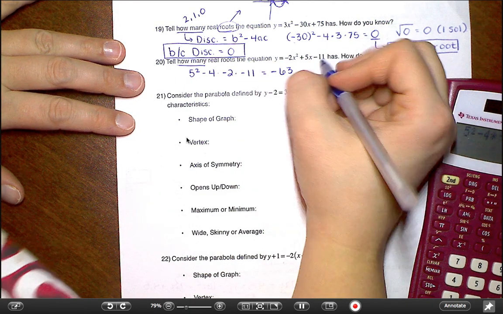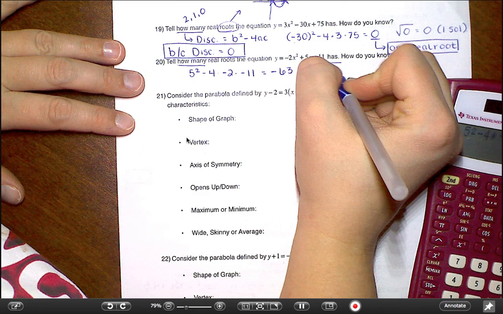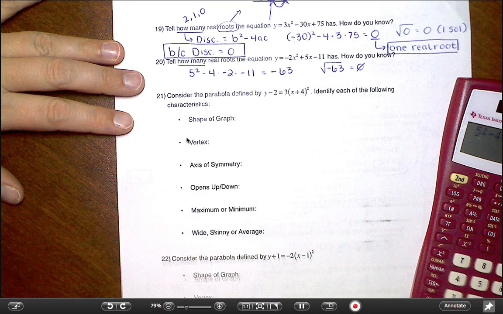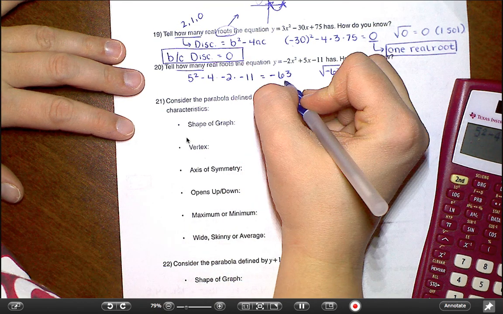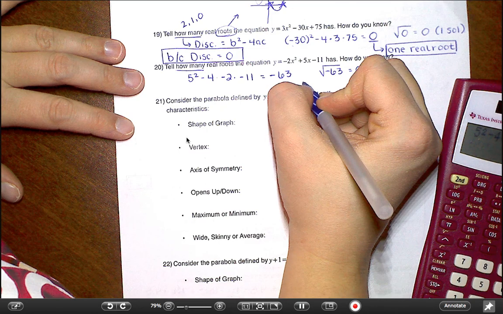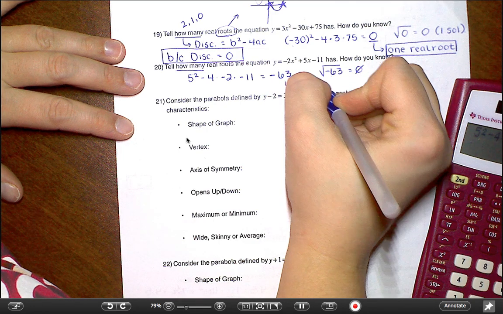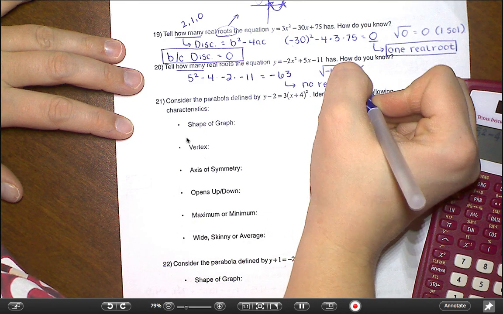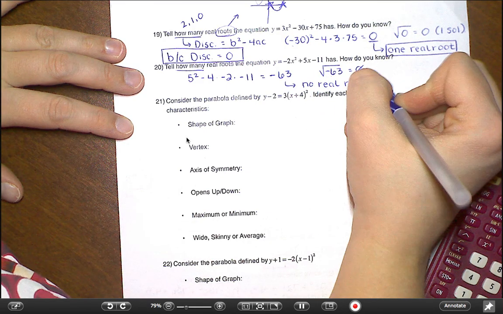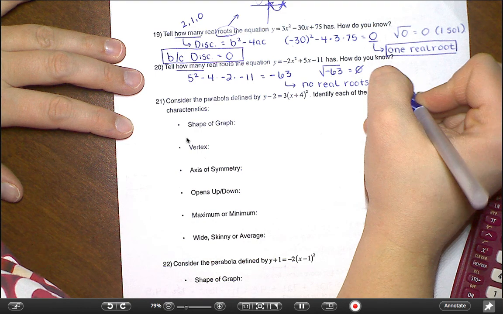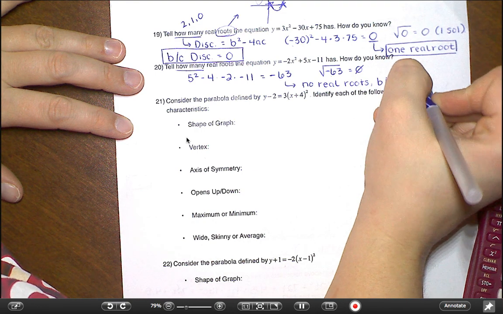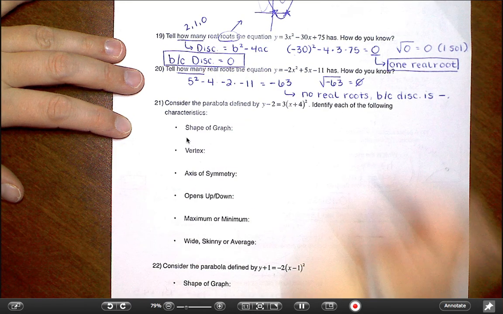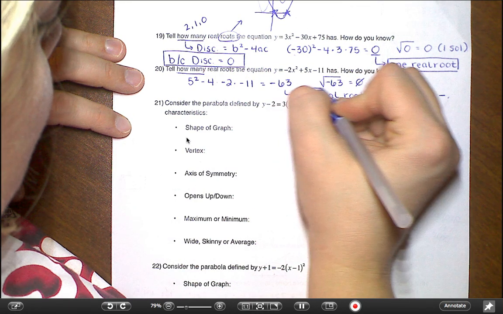Well, if I went to take the square root of negative 63, I would get no solution, because I can't take the square root of a negative number. So because this is negative, I have no real roots. And again, for my reasoning, it's because the discriminant is negative, and you can't take the square root of a negative number. So that's what that one's really asking you to do.